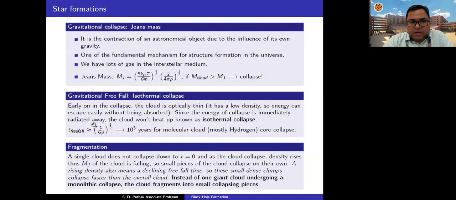And you can calculate it. It comes out to 10 to the power 5 years for the molecular cloud. Molecular clouds are interstellar medium, mostly dominated by neutral hydrogen, and when they start to collapse, it comes out to 10 to the power 5 years. It's called the free fall. Another technical term that appears, especially in structure formation, mainly star formation and galaxy formation, is called fragmentation.